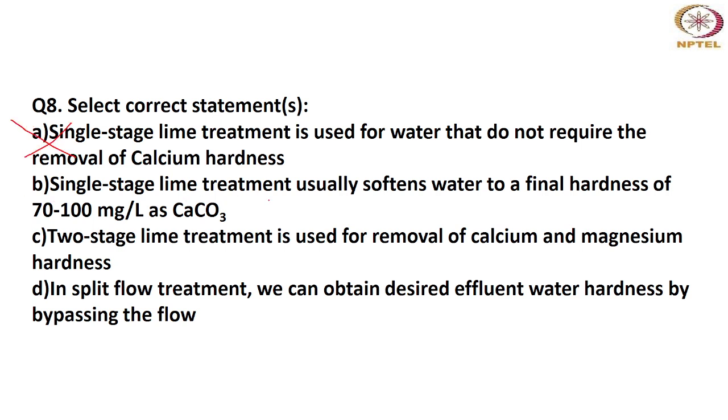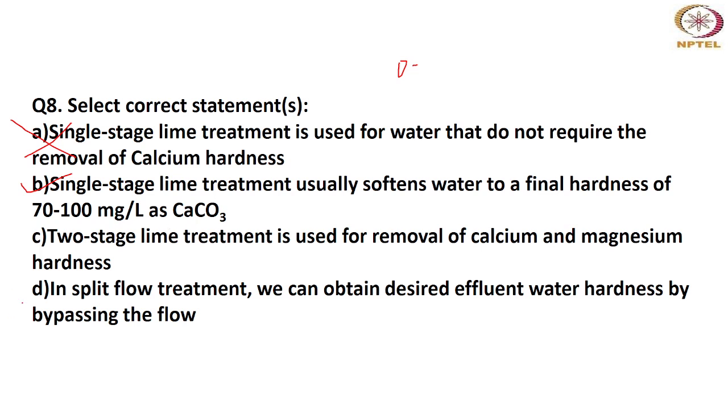Then single stage lime treatment usually softens the water to a hardness limit of 70 to 100 mg per liter of CaCO3. That's right. Two-stage lime treatment is used for the removal of calcium and magnesium hardness. If I have two different hardness like calcium and magnesium, then we can remove that using the two-stage lime treatment.